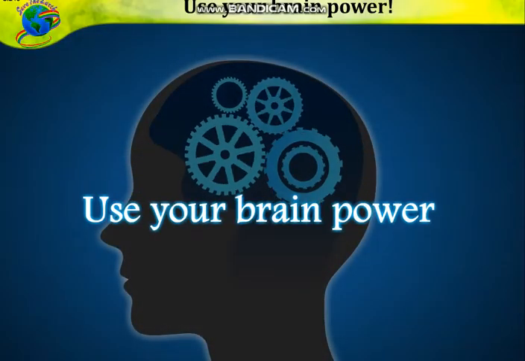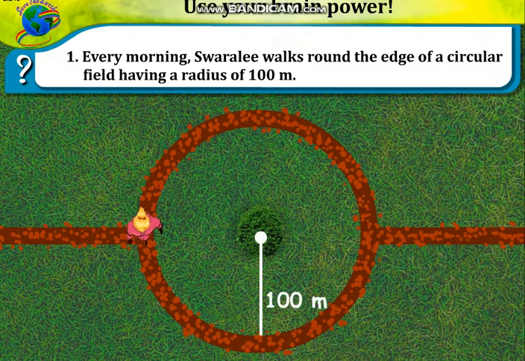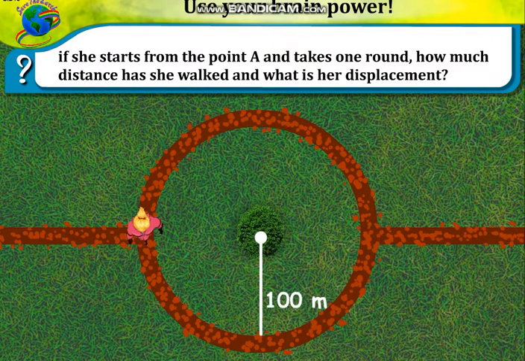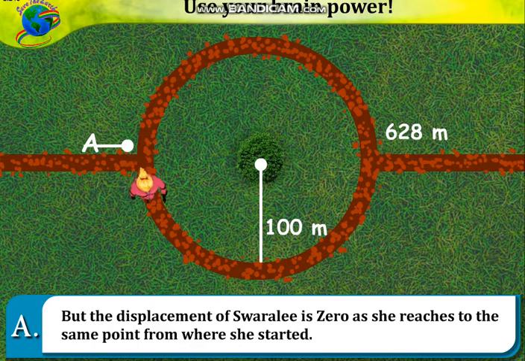Use your brain power. 1. Every morning, Swarli walks round the edge of a circular field having a radius of 100 meters. If she starts from the point A and takes one round, how much distance has she walked and what is her displacement? Distance travelled by Swarli is 628 meters. But the displacement of Swarli is 0 as she reaches the same point from where she started.